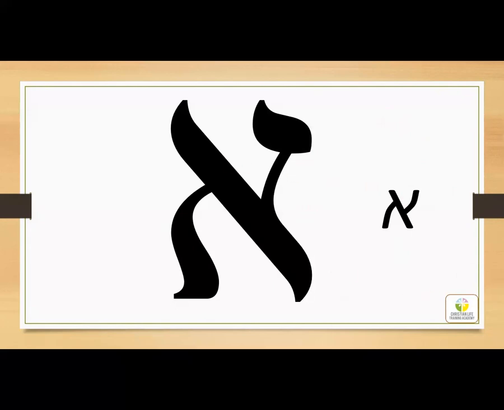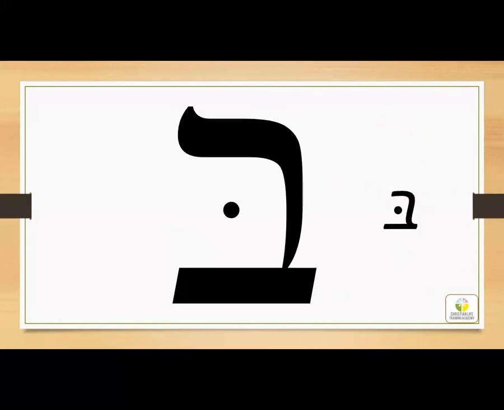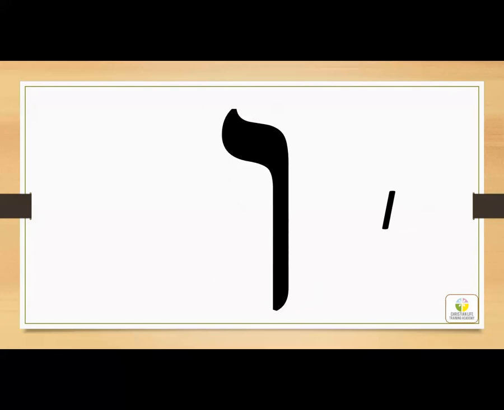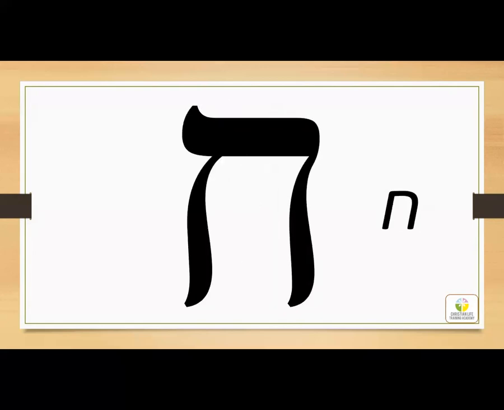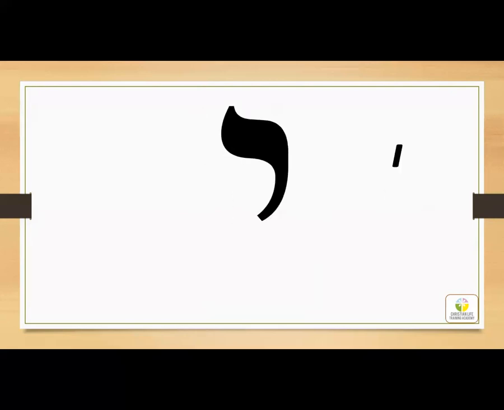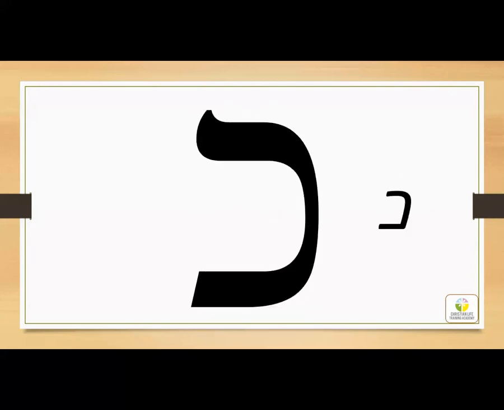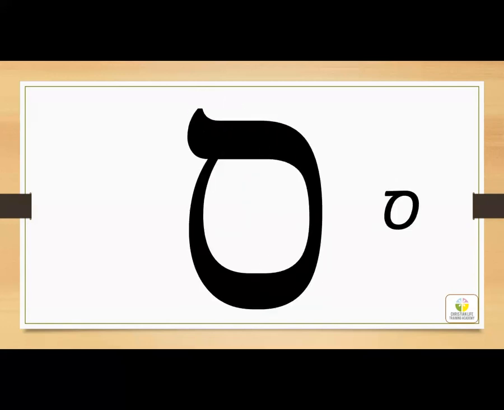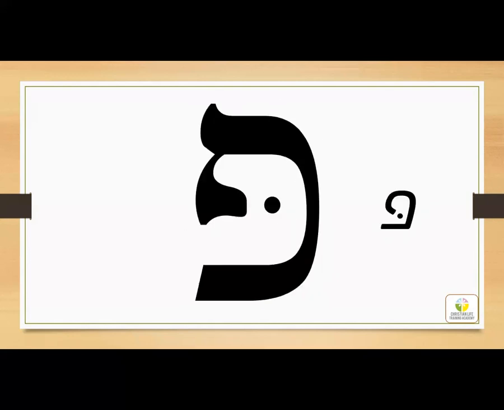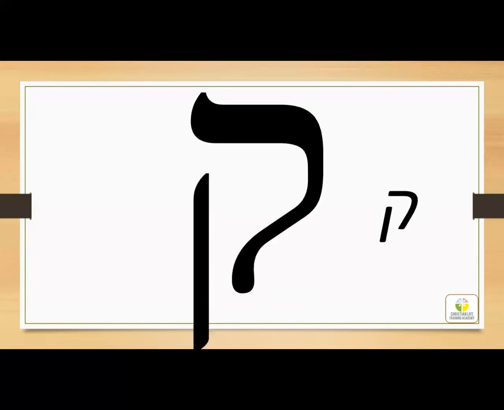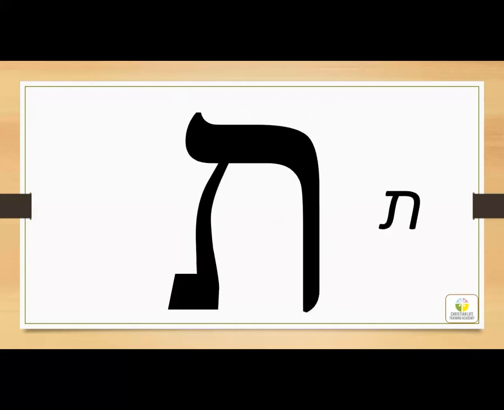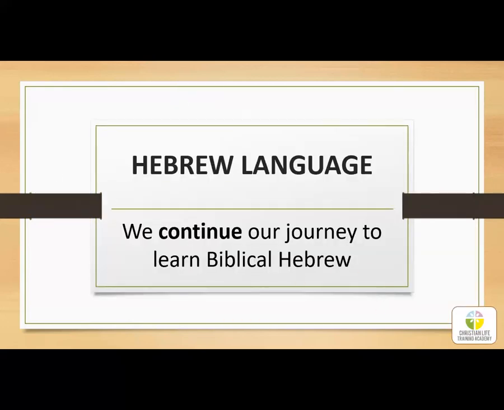Right. Let's just go through. Please say Aleph, Bet, Gimel, Dalet, Hey, Vav, Zayin, Chet, Tet, Yud, Kaf, Chaf, Lamed, Mem, Nun, Samech, Ayin, Pei, Tzadi, Resh, Shin, Sin, Tav. Okay, let's carry on.